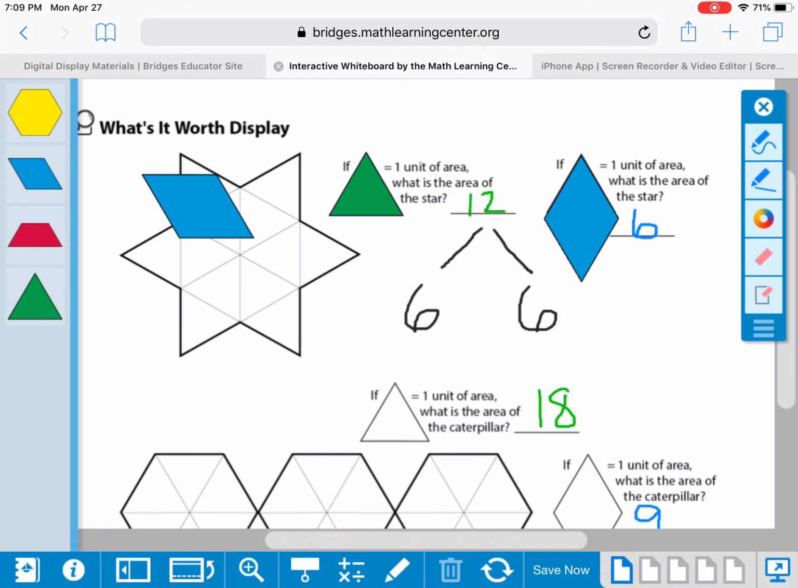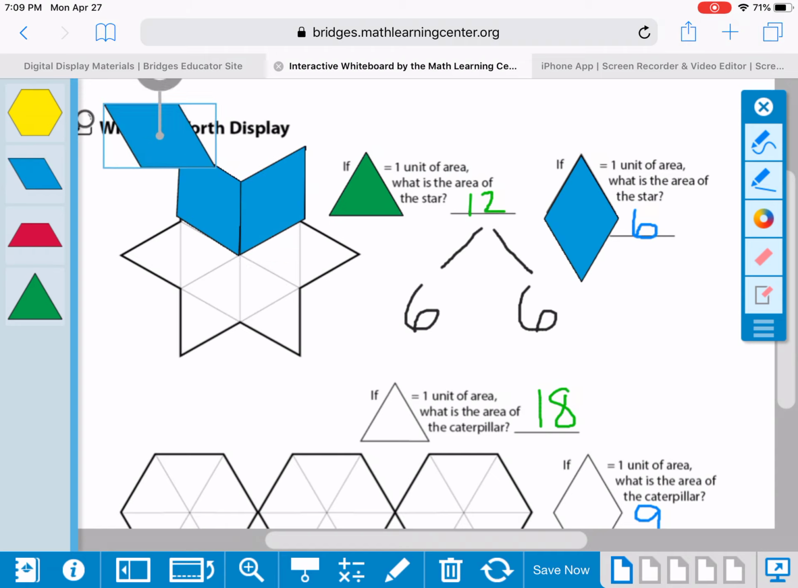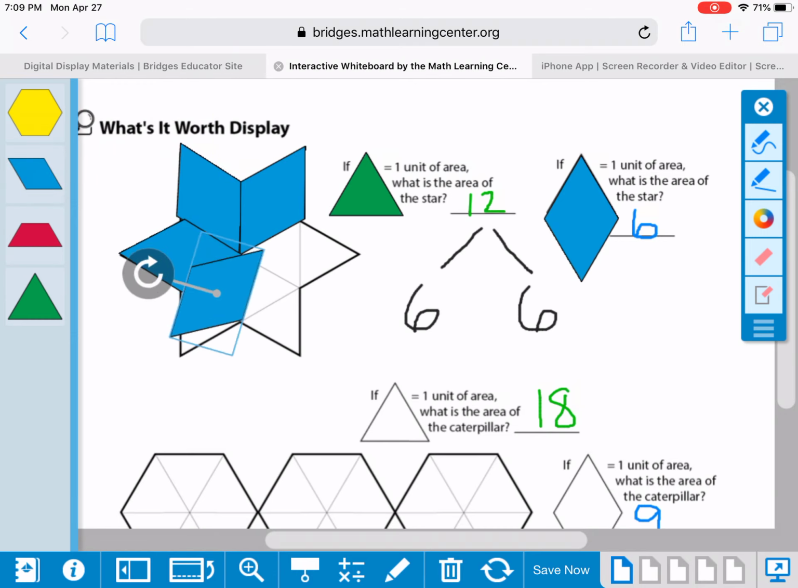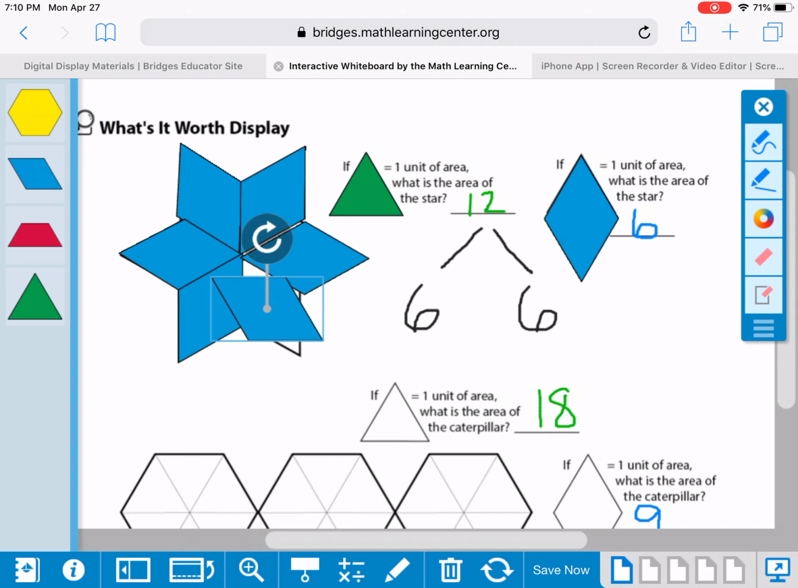And I can check by putting in 1, 2, 3, 4, 5, 6 rhombuses. So we're thinking about today, what is the relationship between our different shapes? How many triangles can we fit into a rhombus? And what does that mean for our area?